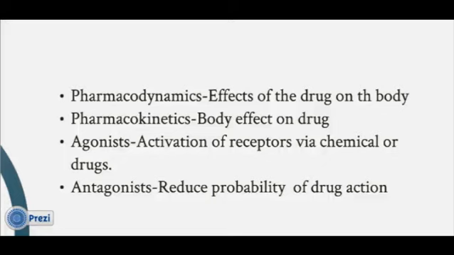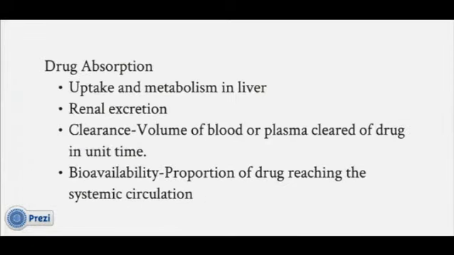Coming on to drug absorption. Drugs are absorbed from the GI tract, enter the portal circulation, and are metabolized as they pass through the liver. This is known as first pass metabolism, which we will discuss later on in a few slides. The route of the drug can be oral, IV, sublingual, rectal, intradermal, or intramuscular.